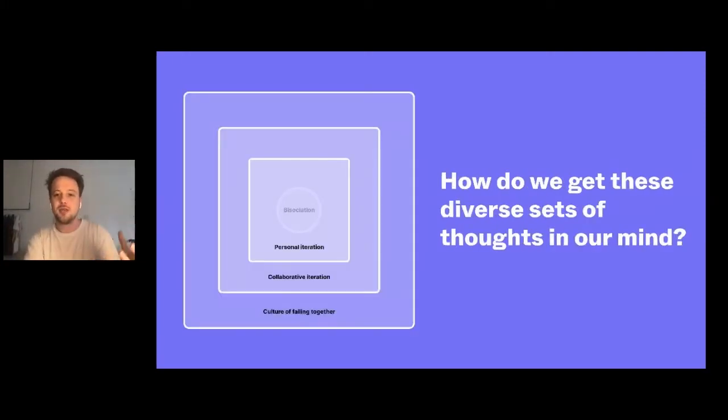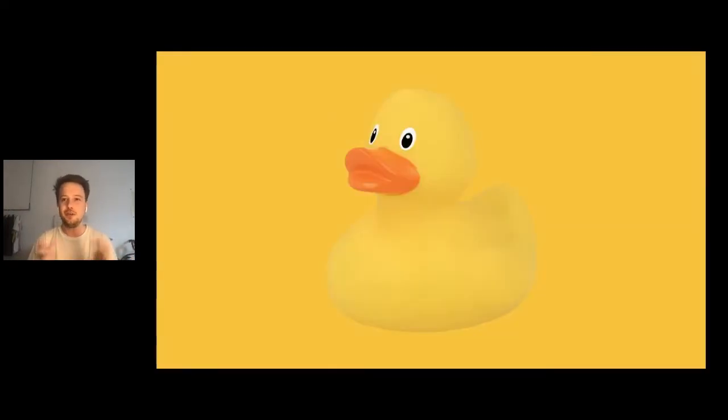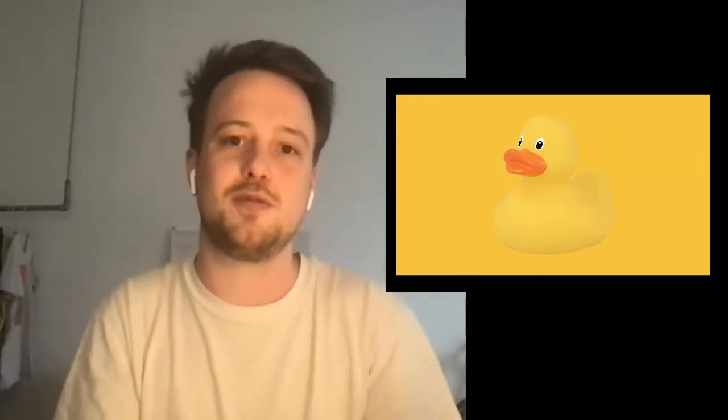And so the next of these sections are about how do we get this diverse set of thoughts in our mind? The first one is the magic of creating things. Maybe you've heard about rubber duck debugging, which sometimes feels like a tongue twister. But it's ultimately the idea that if you're working on code, you put a rubber duck next to you, and if you're running into a bug, you go through every single line and explain this to the rubber duck. By externalizing it, you think differently about the things that you've created.